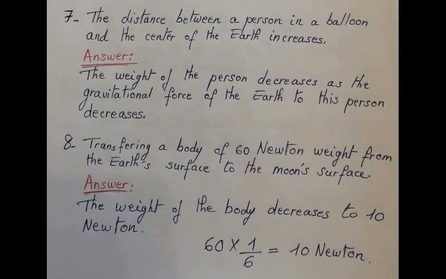Number 8. What happens when transferring a body of 60 Newton weight from the Earth's surface to the moon's surface? ماذا يحدث إذا تم نقل جسم وزنه 60 نيوتن على سطح الأرض اتنقل على سطح القمر؟ احنا عارفين طبعا انه على الأرض بيكون أتقل، على القمر هيكون ايه؟ أخف. هناخد ال 60 ونضربها في 1/6. تعالوا نشوف الانسر. The weight of the body decreases to 10 نيوتن. 60 times 1/6 equal 10 نيوتن.